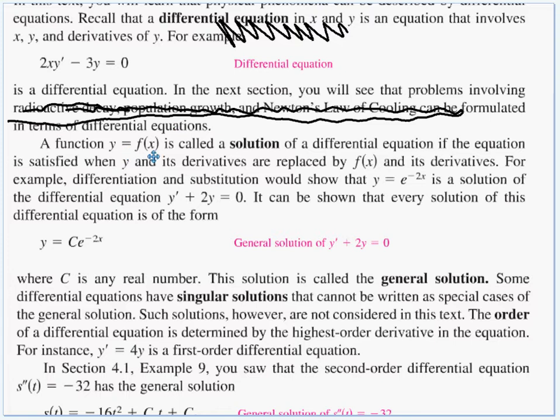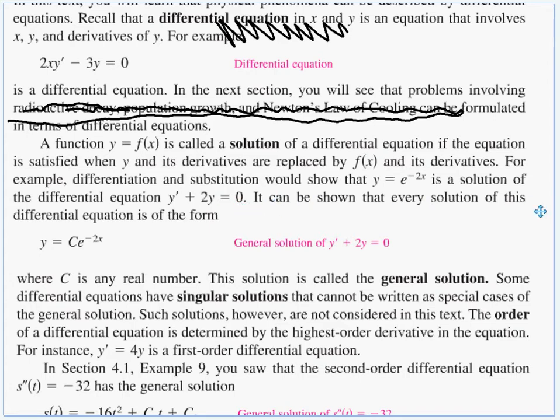So a function, y equals f of x, is called a solution of a differential equation if the equation is satisfied when y and its derivatives are replaced by f of x and its derivatives. For example, differentiation and substitution would show that y equals e to the negative 2x power is a solution of this differential equation, y prime plus 2y equals 0. So what we'd do there, we would take the derivative of y and then plug it in for y prime, and then we'd do 2 times this y, and it would in fact equal 0.